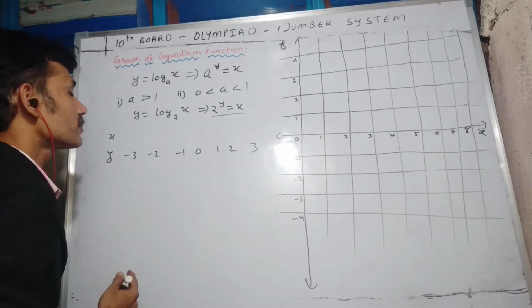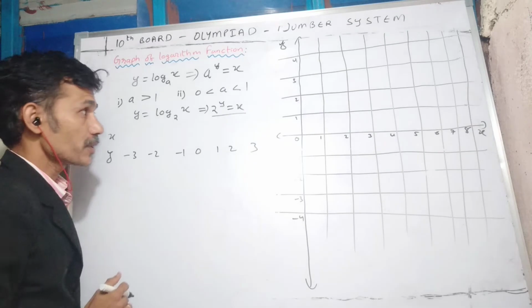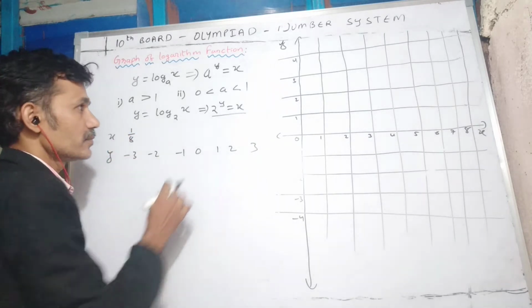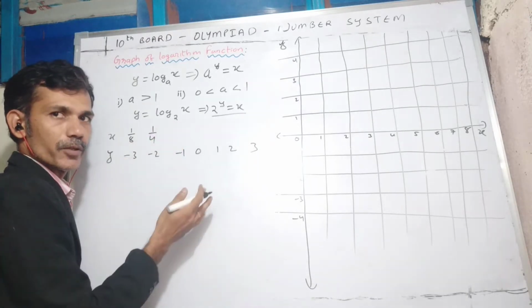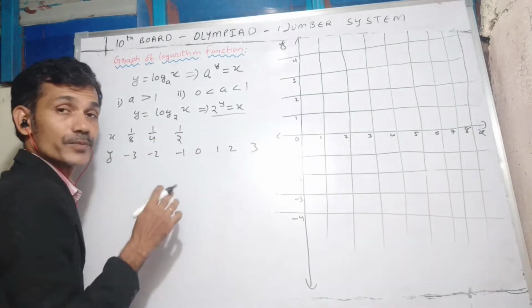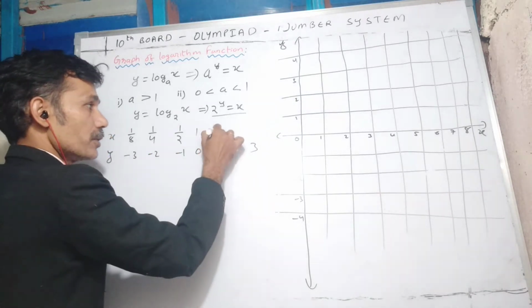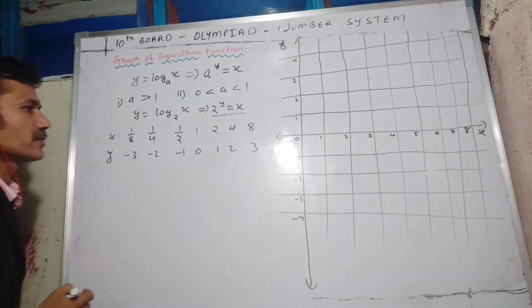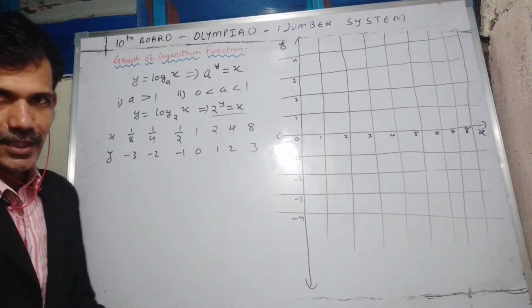The x values depend on this 2 power y, and we'll calculate them for the y values. If you take y value minus 3, what is the x value? 2 power minus 3 means 1 upon 8. Minus 2, it is 1 upon 4. Minus 1, 2 power minus 1, 1 upon 2. 2 power 0, 1. 2 power 1, 2 itself. 2 square, 4. 2 cube, 8. We have to plot these points to get the curve of log x base 2.